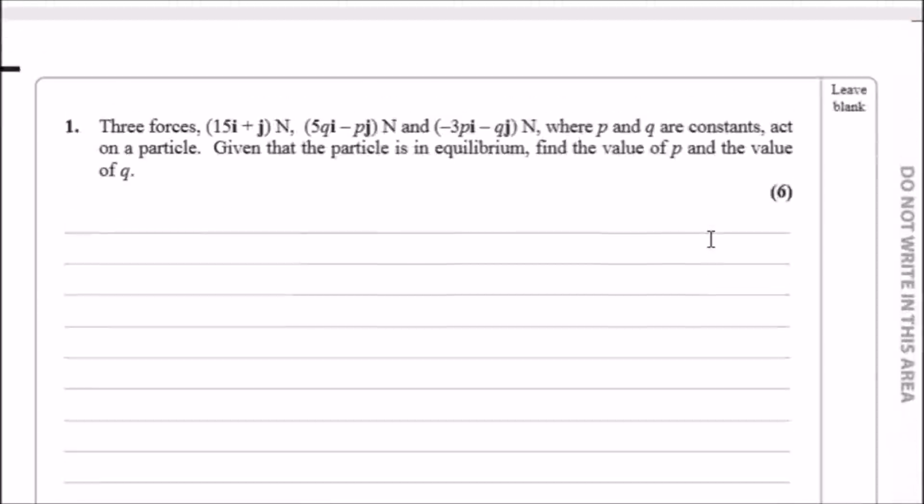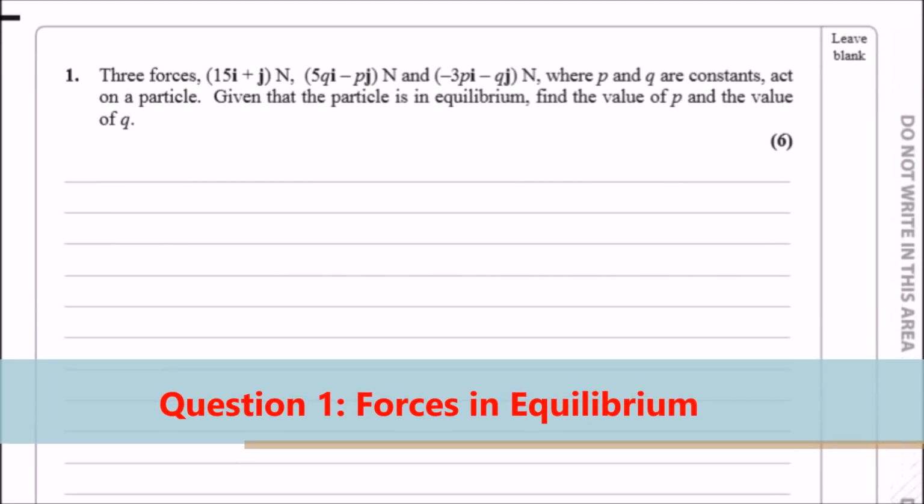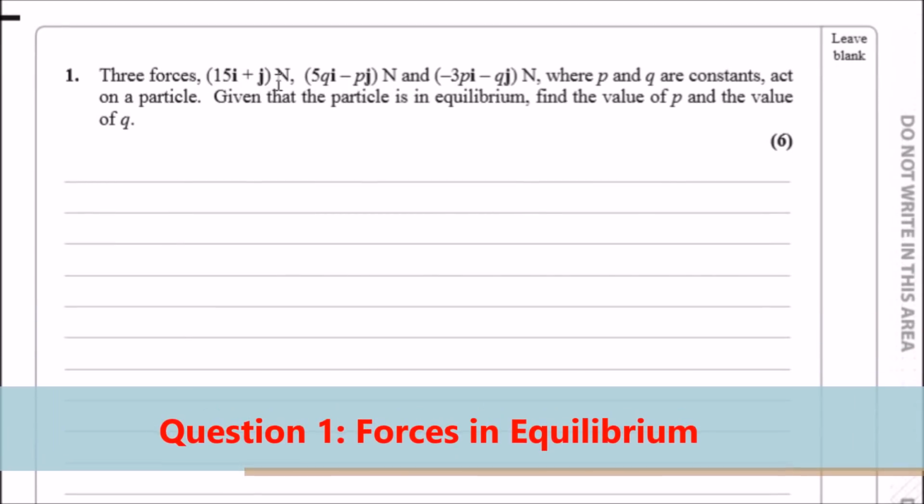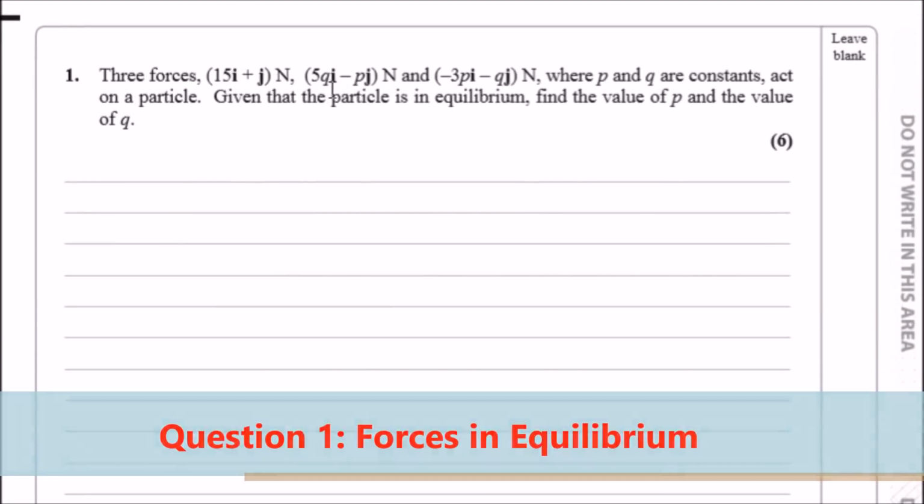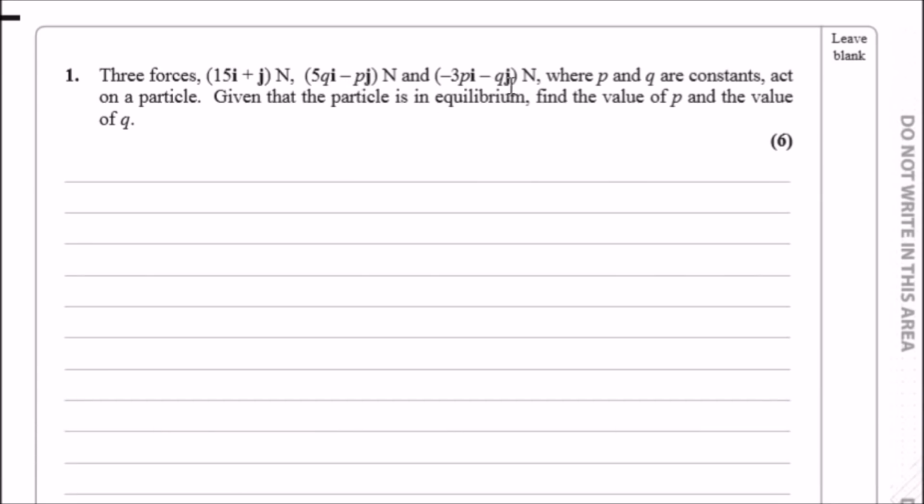So let's look at firstly number 1. Okay, so three forces 15i + j newtons, 5qi − pj newtons and so on, where p and q are constants, act on a particle. Now, given that the particle is in equilibrium, in other words, this means that the resultant force is equal to 0, find the value of p and the value of q.